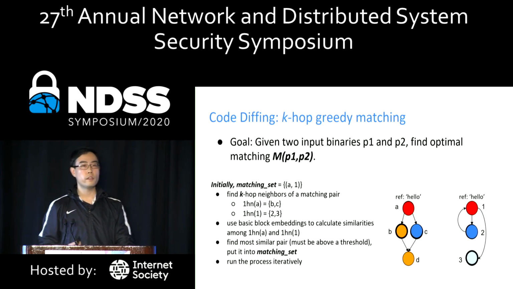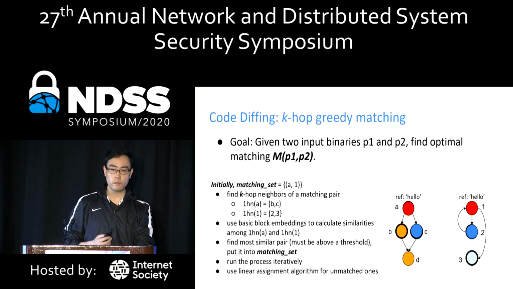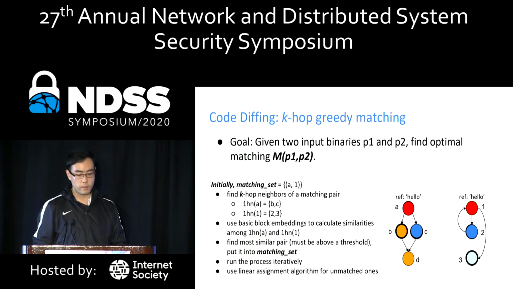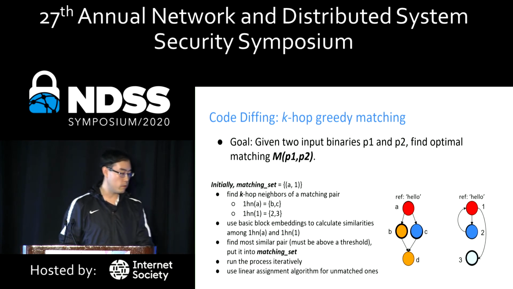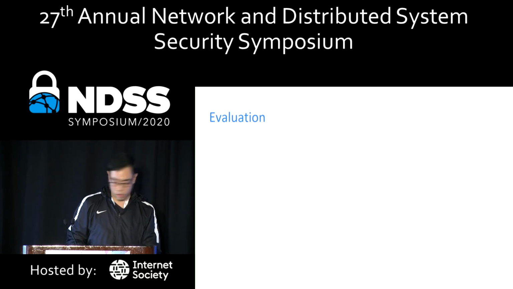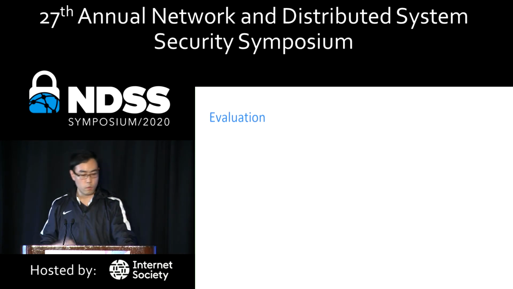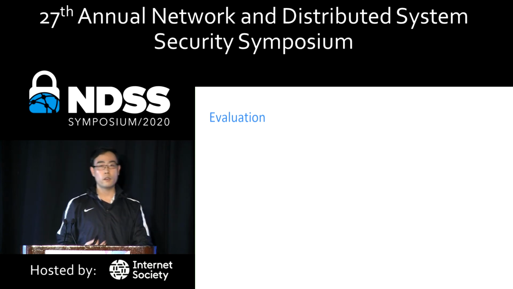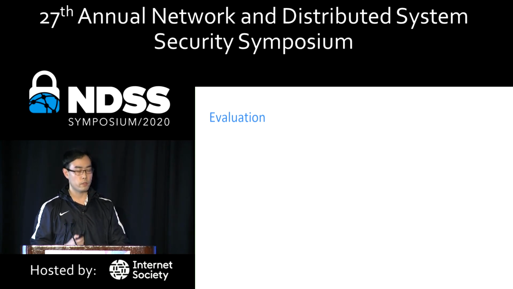So on 2, we find no more matching. So then the problem is, there could be some unmatched ones left over. Then we use the linear assignment algorithm for them. So that's the system. We then perform a very comprehensive evaluation on top of our system.